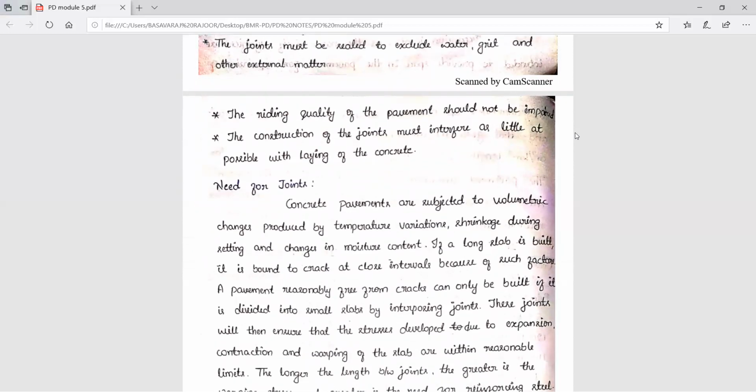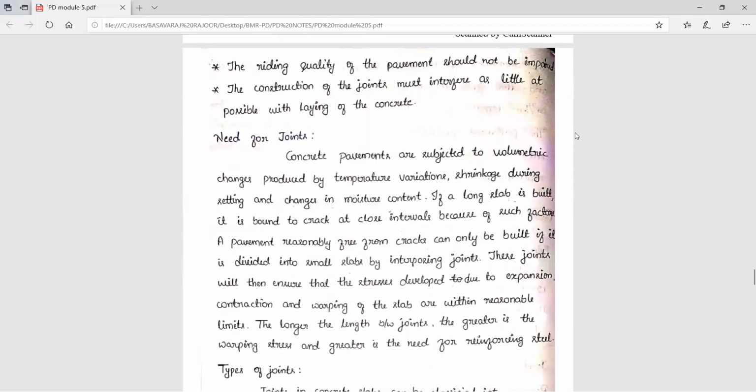Moving on to the need for joints. Concrete pavements are subjected to volumetric changes produced by temperature variations, shrinkage during setting, and changes in moisture content. If a long slab is built, it is bound to crack at cross intervals because of such factors. The joint should be sealed flush with the adjacent pavement surface on either side in summer and should be filled to a depth of 3 to 4 mm below the surface in winter so that they may become flush on expanding during hot weather.